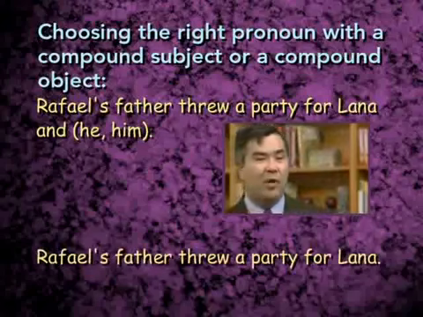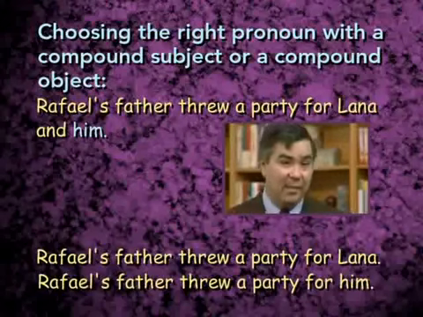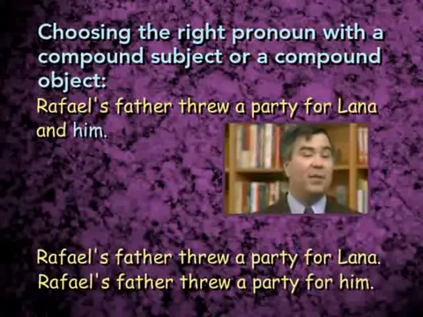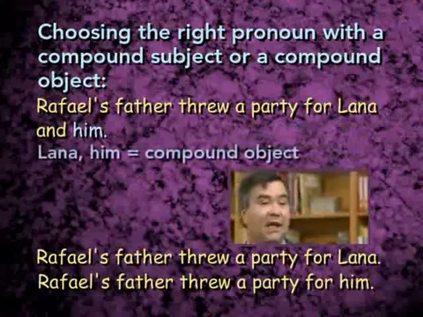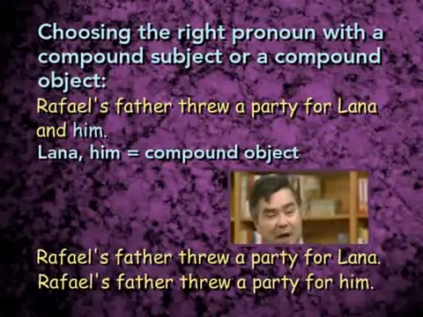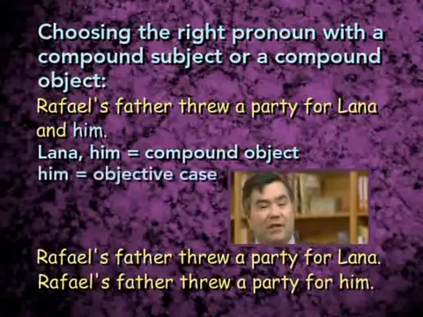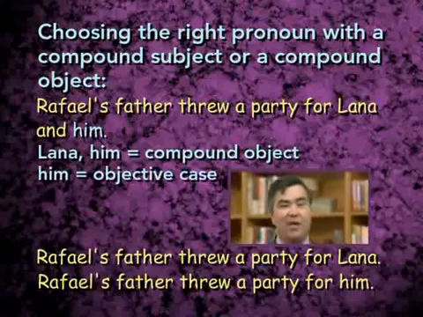Raphael's father threw a party for Lana. Raphael's father threw a party for him. This is the object of the preposition for. It is a compound object, Lana and him. When you break it into two, it becomes clear that him is the object of the preposition and therefore should be in the objective case. Him is correct rather than he.